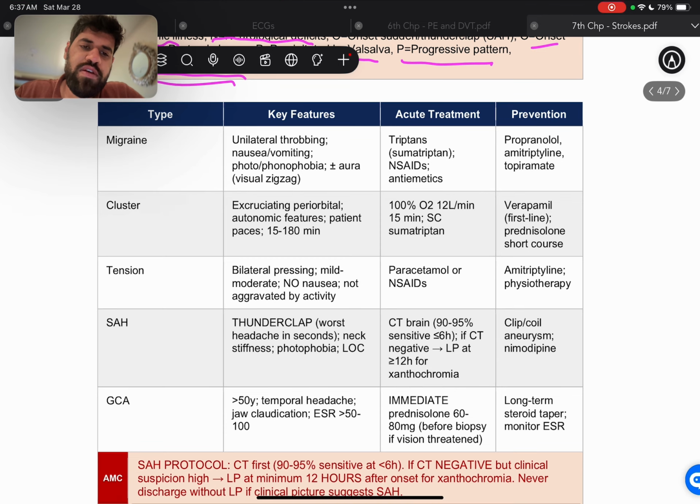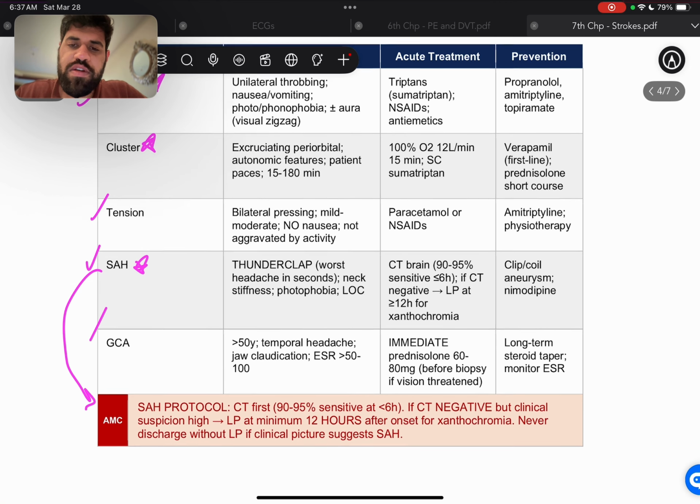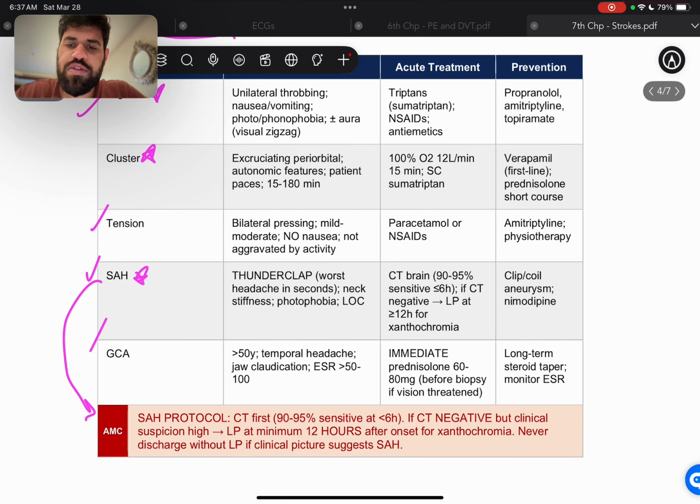Now there are different types of headaches. So migraine with aura especially. I've seen a lot of questions about migraine with aura and cluster headaches. I haven't seen the other ones, but they are worth giving a read. All right, because SAH is more important because it has a different protocol for treatment and the diagnosis of it.